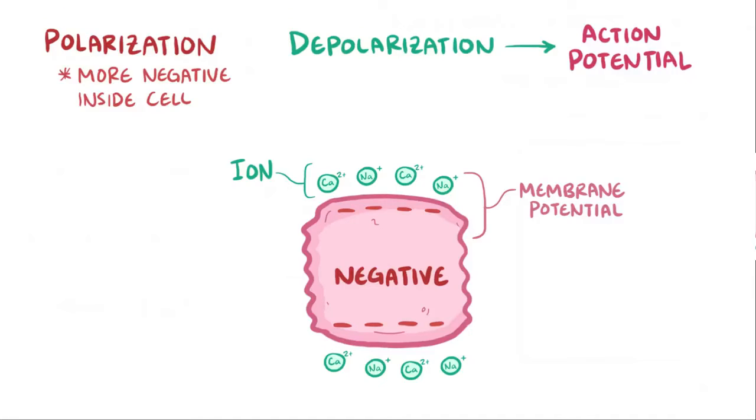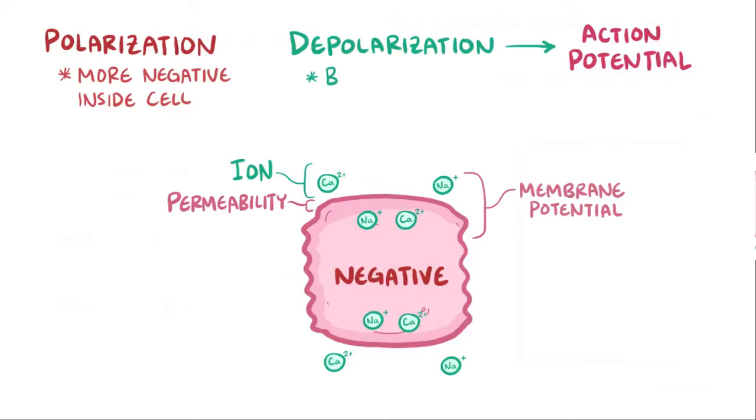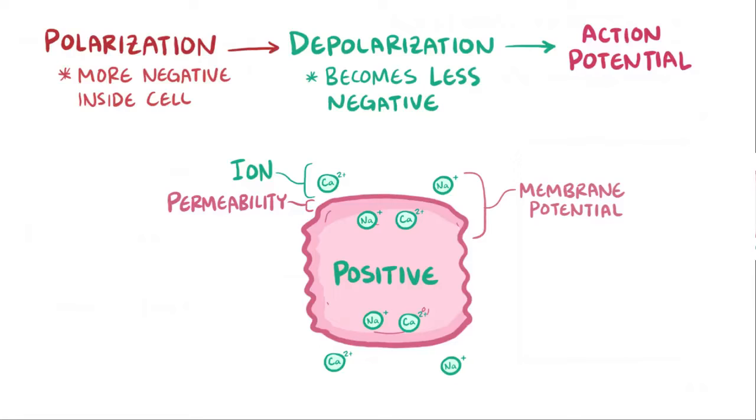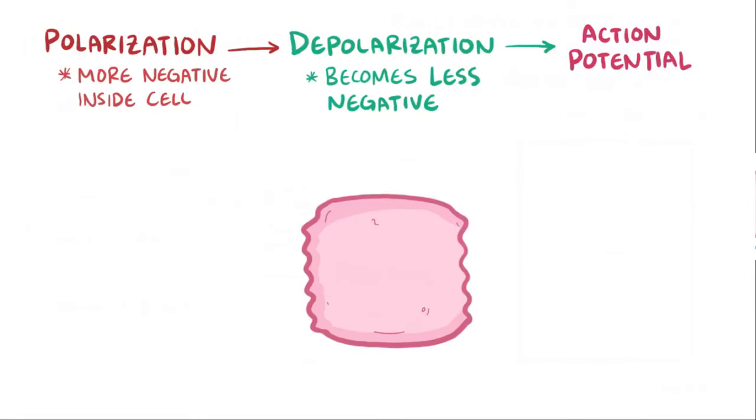Specifically, two factors: which ion wants to move across the membrane and how permeable the membrane is to that ion. So depolarization is when ions move across the membrane and the membrane potential becomes less negative, or even slightly positive. You can kind of think of it like you have this one pessimistic negative cell that throws his hands up in a moment of positivity and joy.